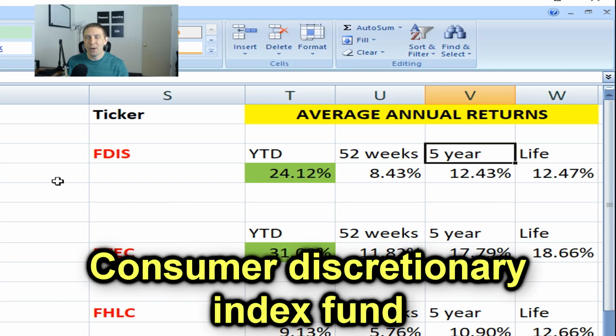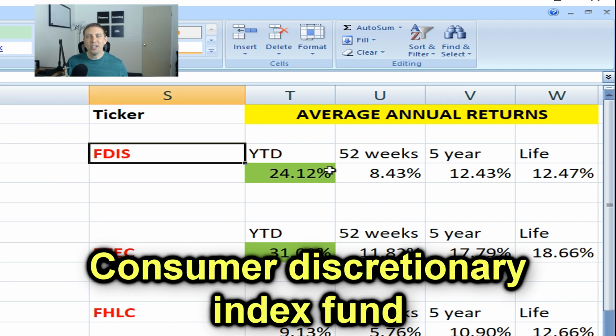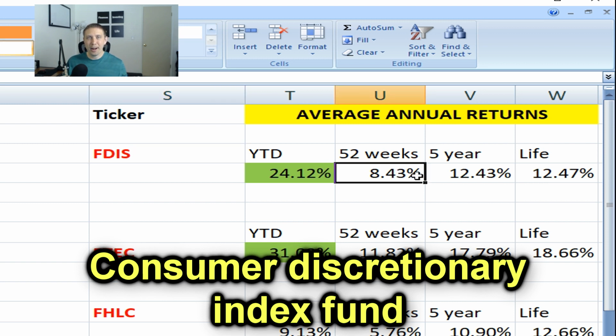The first sector fund I want to point out for you guys is the Consumer Discretionary Index, ticker symbol FDIS. Year-to-date return, it's about 24%. 52-week return or 1-year return has been about 8%. 5-year return average is 12% per year. Lifetime return is about 12% per year.